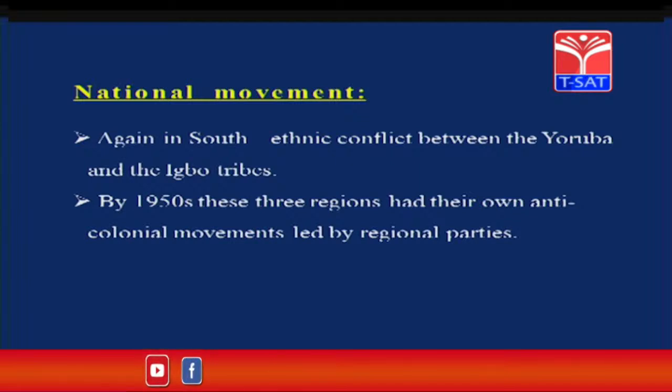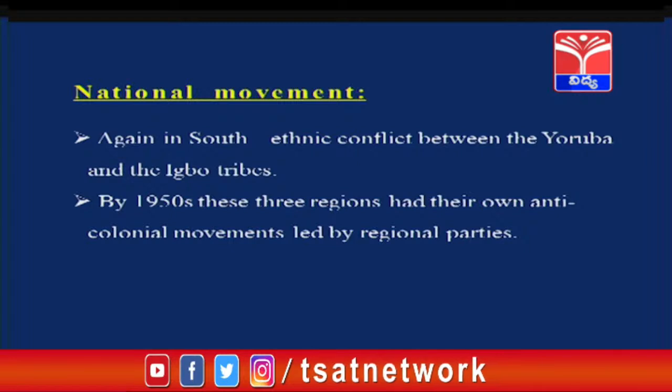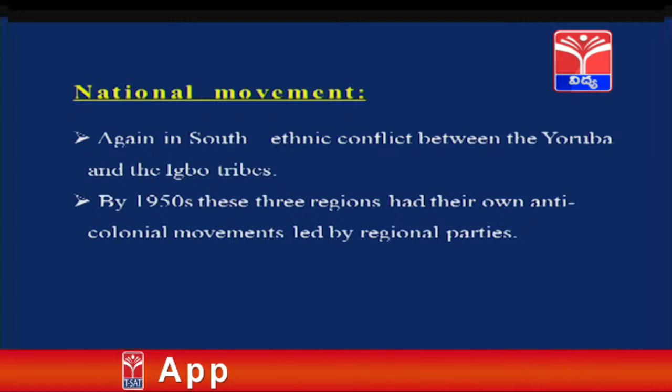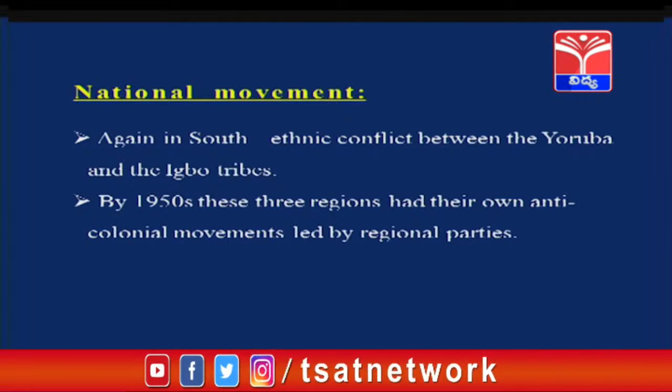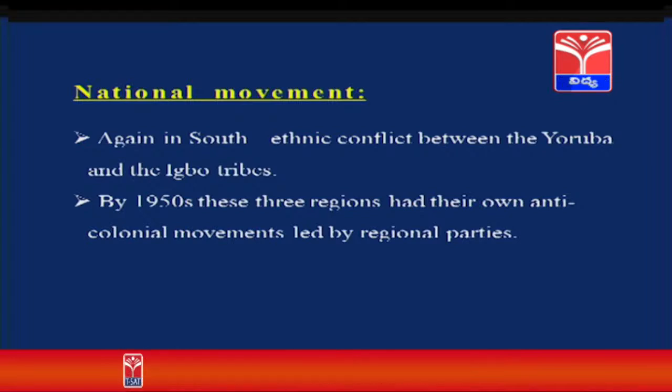The national movement in Nigeria. Again in the South, there was an ethnic conflict between the Yoruba and Igbo tribes. Previously, we learnt that the Britishers divided these two groups into eastern and western regions of Nigeria. So, here a conflict arose between the two ethnic groups. By the 1950s, these three regions had their own anti-colonial movements led by regional parties.